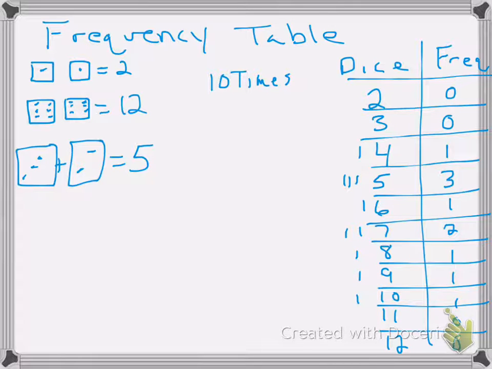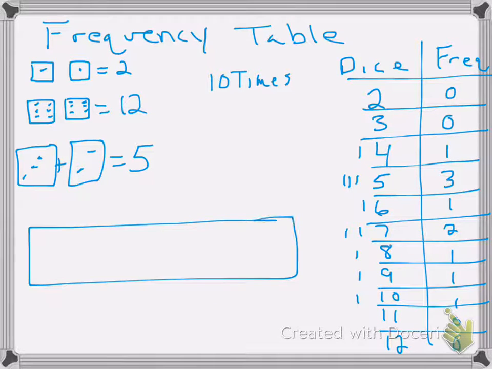Okay, so here's what you've got to do first, is you've got your percent bar. Remember, to find your percent, you just do part over whole. Well, in this case, how many times did I roll the dice? 10 times. So if I add up my frequencies, that'll give me my whole. Well, 1 plus 3 is 4, plus 1 is 5, plus 2 is 7, plus 1 is 8, plus 1 is 9, plus 1 is 10. So my whole for each of these is going to be 10.